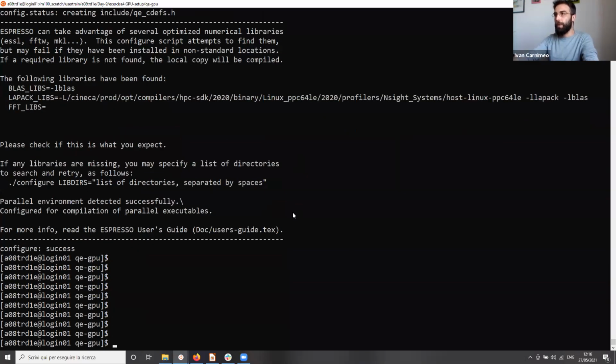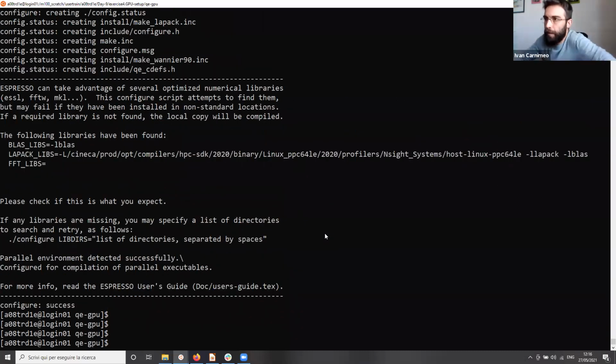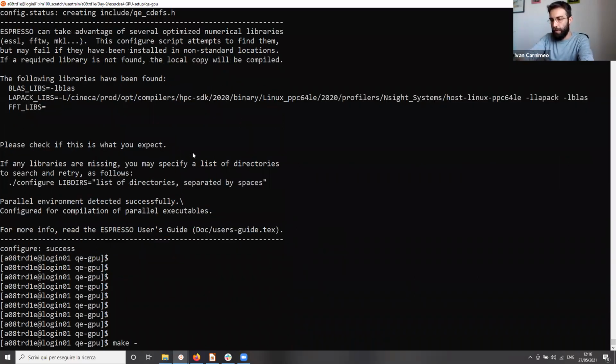So this is the configure. You should have found something similar to this. I think we can skip the compilation step, which of course is just a mechanical procedure now. I don't send this command because we are too late, but of course you can try later on. Make -j4 pw, it will compile your version of QE for GPU with these settings that we have just set here.